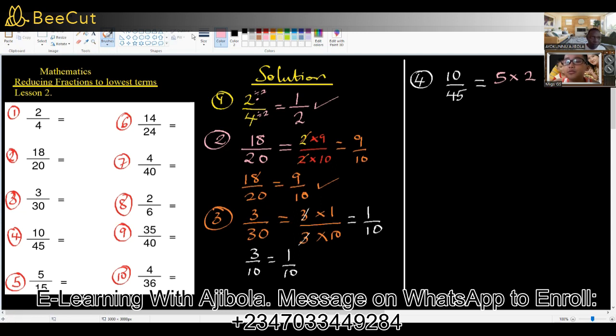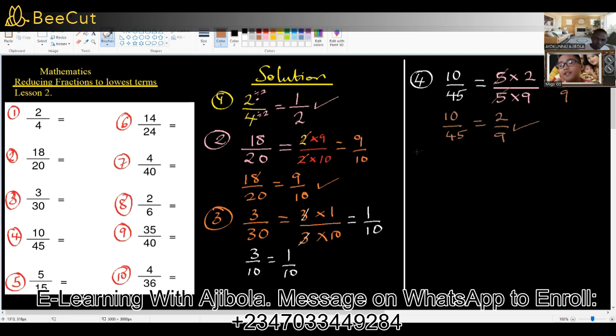Yeah, 5 times 2. And 5 times what will give me 45? That's 5 times 9, okay? Then, when you cut this away, you have 2/9. So 10/45 is the same as 2/9 in the lowest form.